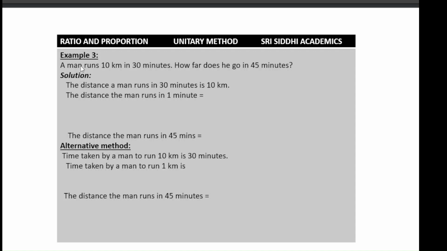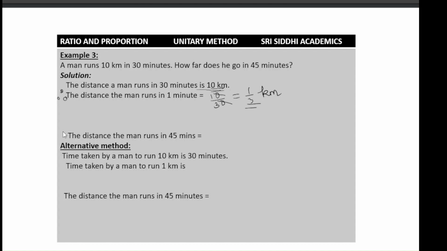So here I have written just the reverse. The distance a man runs in 30 minutes is 10 kilometers. Therefore, the distance the man runs in 1 minute, let's find out. How far does he go in 1 minute? How will I do that? 10 divided by 30. So 10 by 30 will give me 1 by 3, right? I cancel out the zeros. 1 and 3 are co-prime numbers, so definitely they can't be cancelled out any more. So 1 by 3 kilometers. 1/3 of a kilometer the man runs in 1 minute.